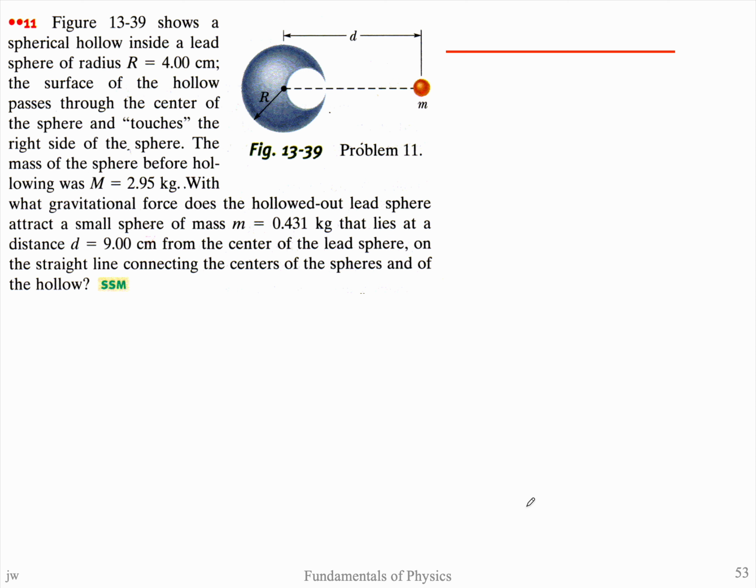If you initially look at this, you're like, oh my goodness, I'm going to have to integrate each little piece of mass of the remaining lead sphere to figure out the net force on this. But there's a powerful idea in physics called the law of superposition. What we can actually do is this. We can figure out that the total force is going to be the force due to the entire sphere before the hole was drilled out, minus whatever force was due to whatever this little sphere was.